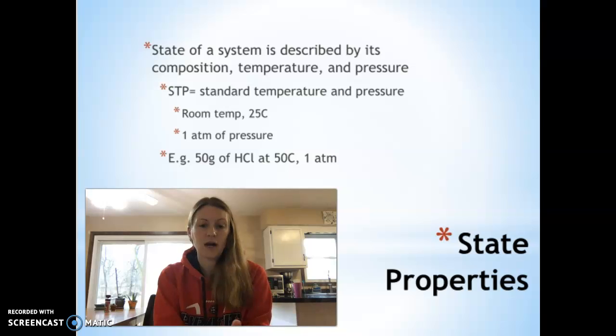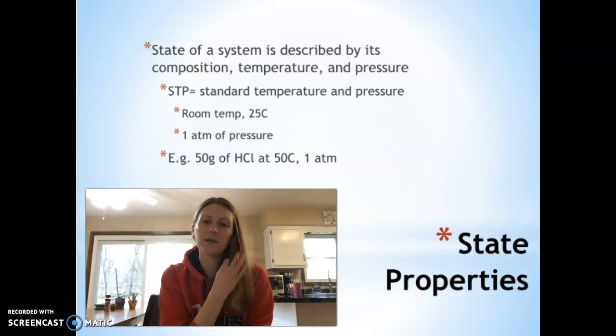You also need to describe the state of that system. So a state of a system will consist of its composition, or what it's made up of, as well as the temperature and pressure of that system. So you should be familiar with standard temperature and pressure, or STP, which is room temperature, so roughly about 25 degrees, 1 atmosphere of pressure. And then for our example here, we have 50 grams of hydrochloric acid at 50 degrees Celsius and 1 atm, or 1 atmosphere of pressure. So all of that is what's involved in describing the system and the part of the universe we're focusing on.